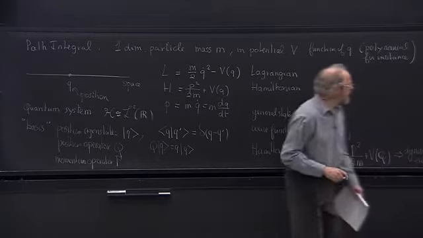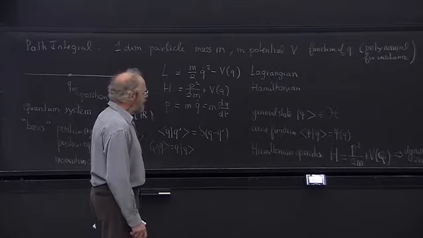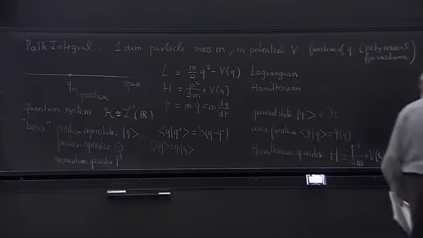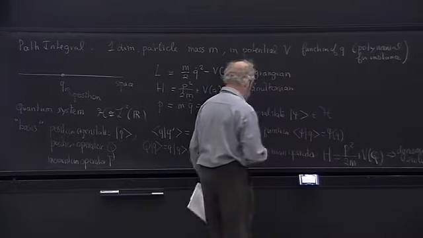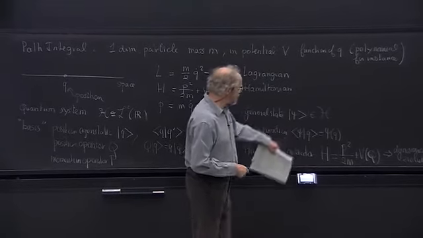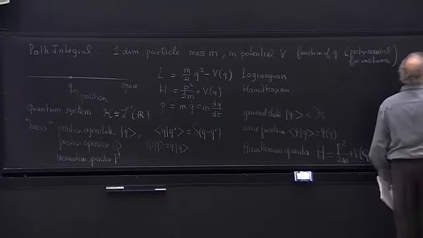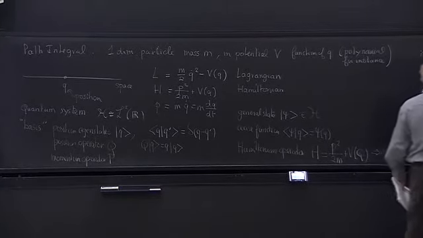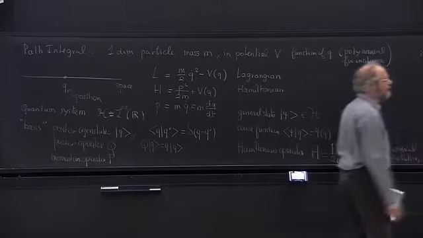Okay. And the dynamical evolution, of course, is given by the Schrödinger equation. So the Schrödinger equation, acting on the wave function, is: i h bar d over dt of psi of q and t is H applied to psi of q and t. Okay?